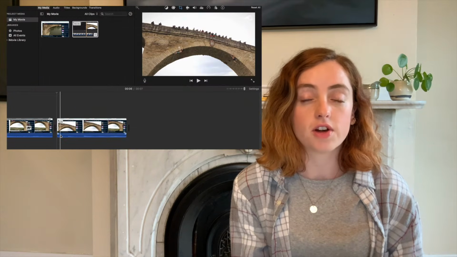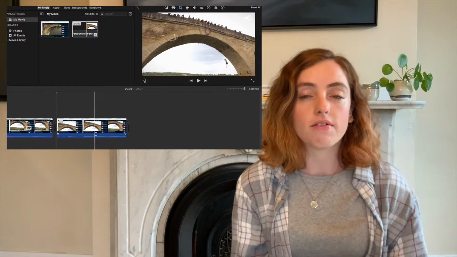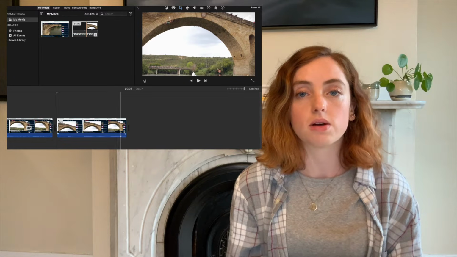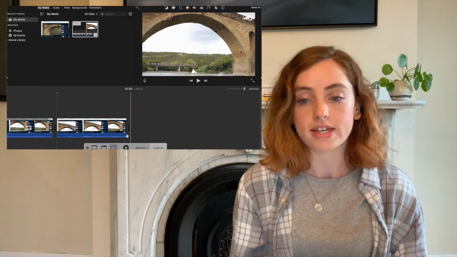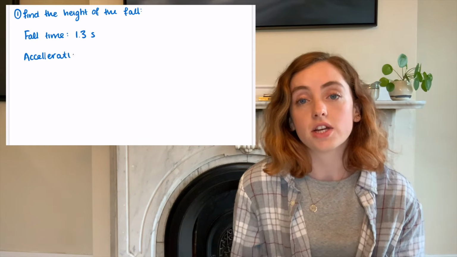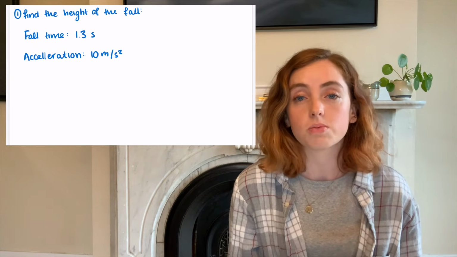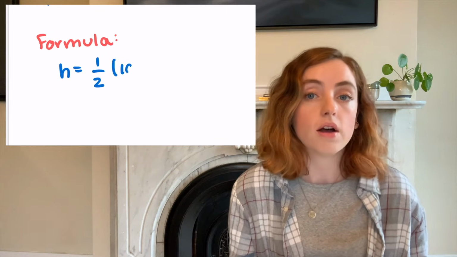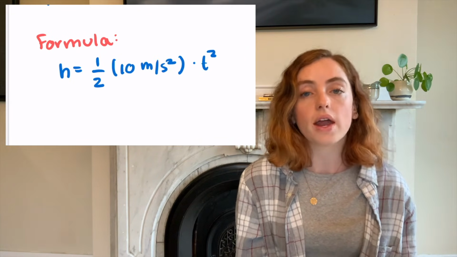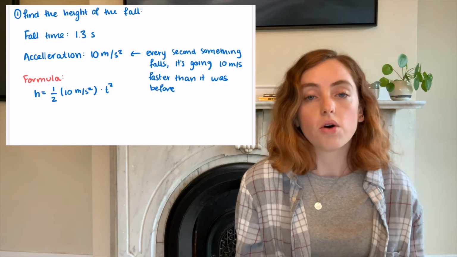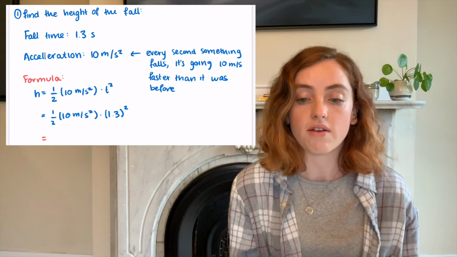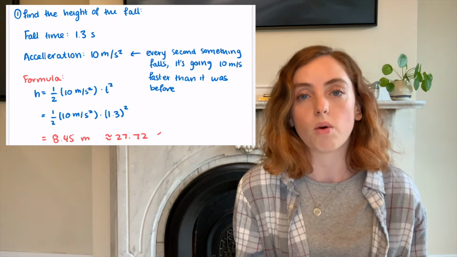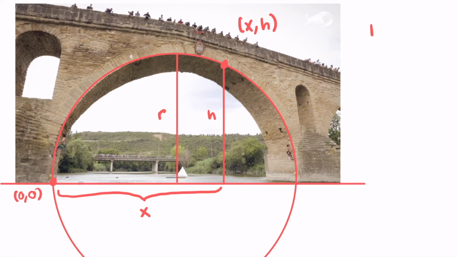By analyzing the footage from when his hand left the wall to when his body was fully submerged in water, we can see that his fall took about 1.3 seconds. His acceleration is approximately 10 meters per second squared. There is a formula for the total height of his fall in terms of the time. In total, this tells us that he fell approximately 8.45 meters or 27.72 feet. So this is the quantity h in our diagram.